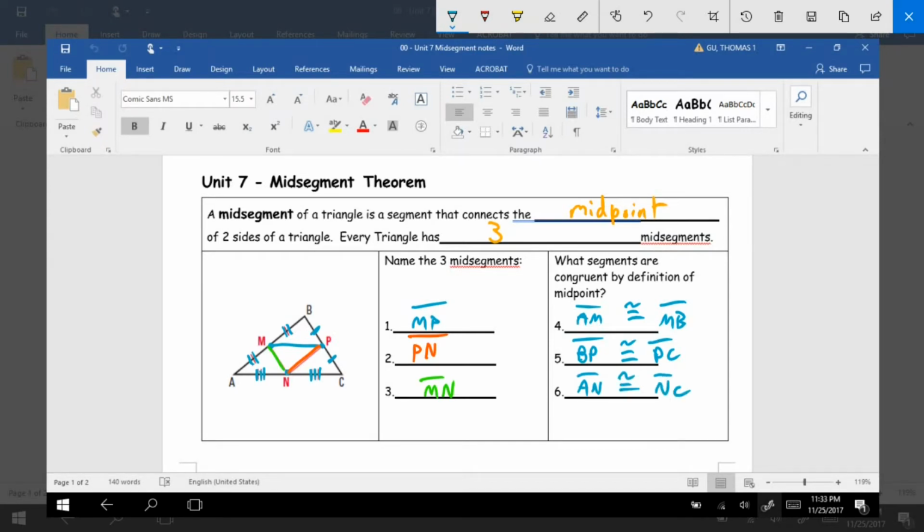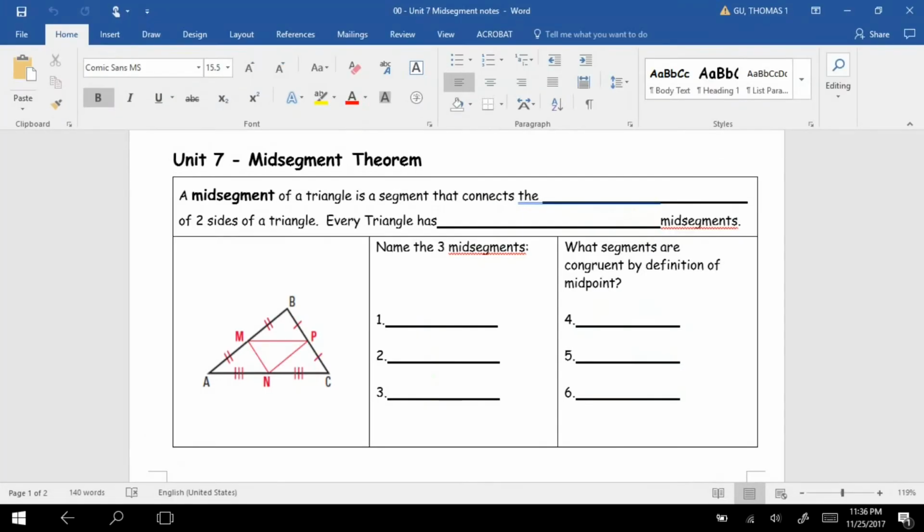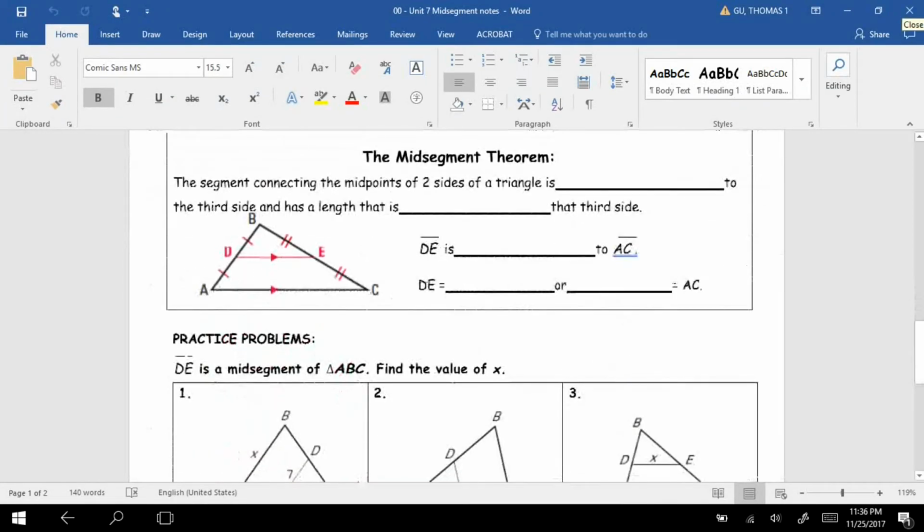If that's what you said, give yourself a big high five. There you go. You did it. So those are the congruent segments by the definition of the midpoint. You can see it's labeled with the little marks on each side of them. So let's go on to the next part of the notes. On to the mid-segment theorem.